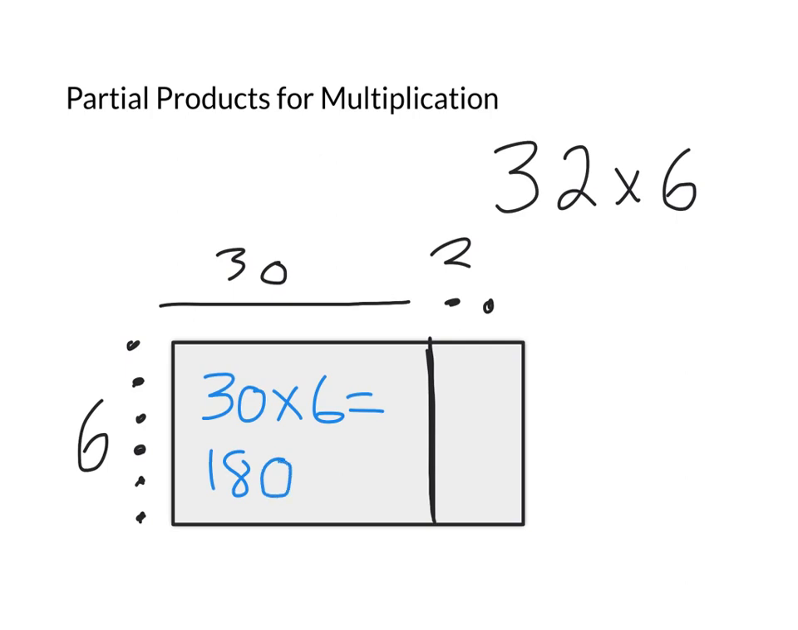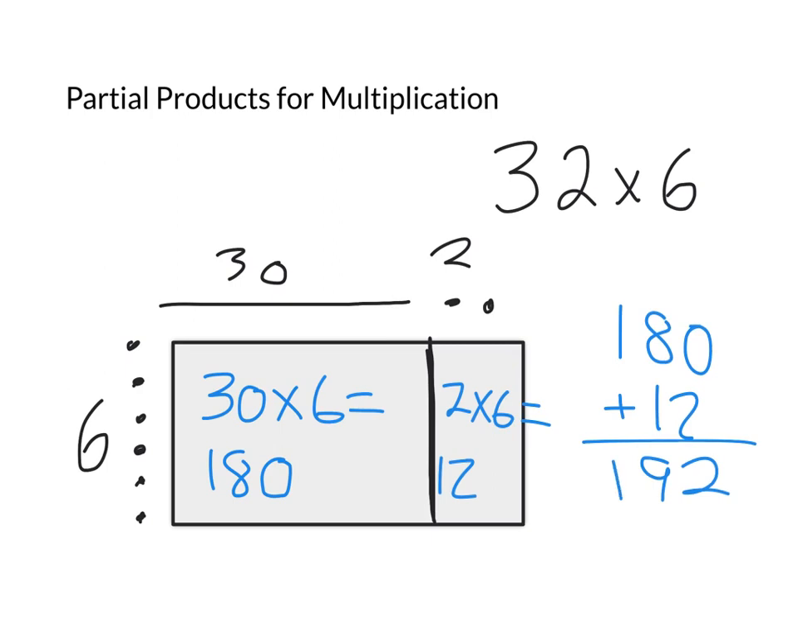In this right-hand box, right in here, it is 2 across the top and 6 on the side. Even though 6 is not labeled over here, we can see the 6 being here on the left, and so it still is the same length on the right as well. So inside that box, we're going to write a 2 times 6, and that equals 12. And so our answer to 32 times 6 comes from adding 180 plus 12.